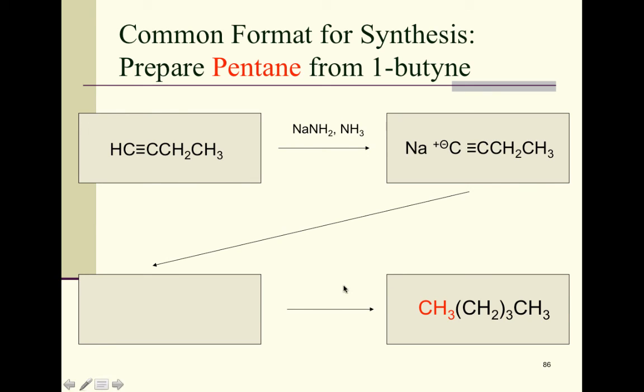What we're going to do is add our NaNH2 and our ammonia, and we're going to form this carbanion again. That carbanion, we're going to add 1 carbon to it, so it's CH3Br. And once that happens, we have our triple bond we need to get rid of, and we will use 2 moles of hydrogen, platinum, and now we have our pentane. So again, this is a common format for a synthesis where they'll give you different boxes and they'll ask you to put things over the arrow and that kind of thing.